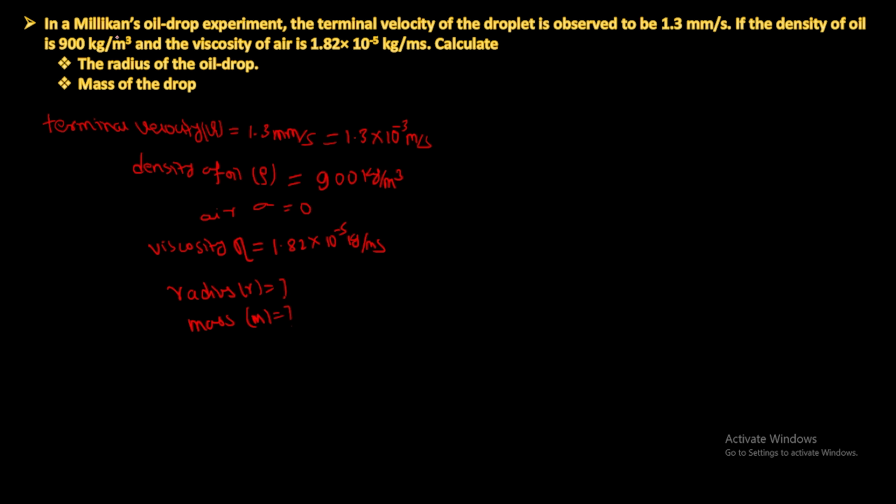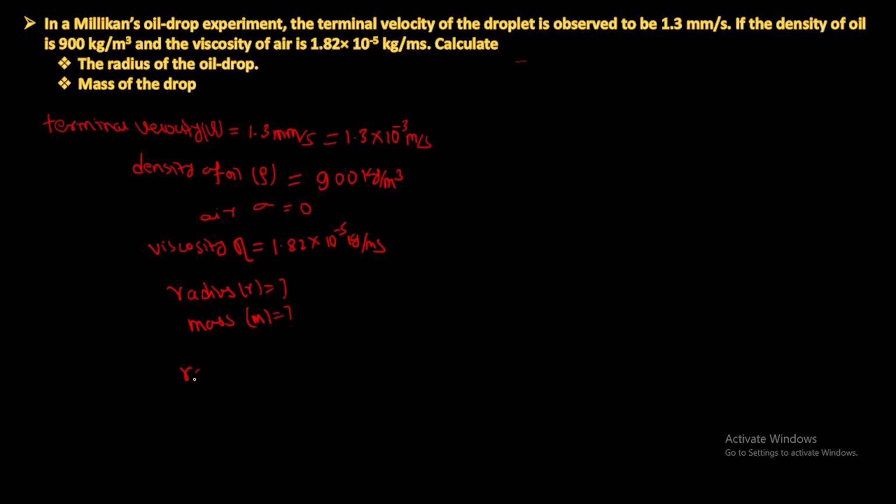Here the condition is, in Millikan's oil drop experiment, the terminal velocity of the oil drop is observed to be this much. If the density of oil is 900 kg per meter cube, calculate the radius and the mass of the given oil drop. The first question is about the radius, and we have already mentioned the formula to find the radius.